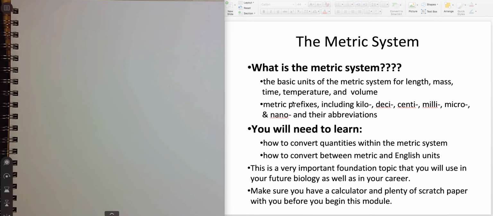Crazy, crazy foundation topic. You're going to be using dimensional analysis throughout A&P 1, in A&P 2, in nursing program, in sonography, and wherever you're at, okay? This is going to be important everywhere. So as you're studying this, you've got to have that calculator and scratch paper and just keep going.